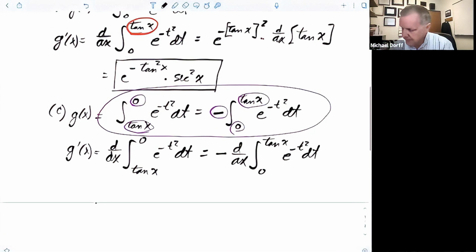And then when I apply the fundamental theorem of calculus here, I get negative, and then I get exactly what I had in part B, because it's now the same as that. So I'm going to have e to the negative tangent squared x times secant squared x.